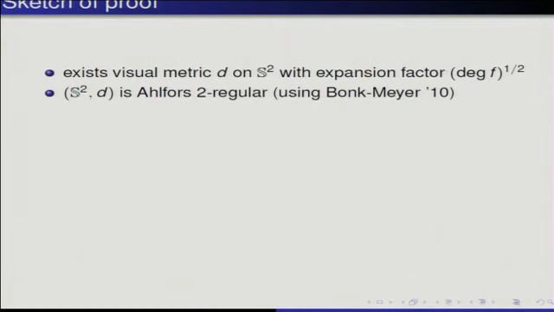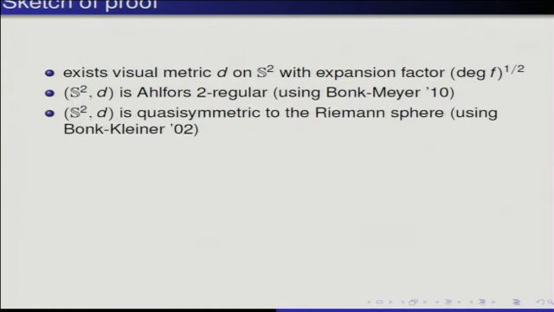And if we know that, then by Bonk and Kleiner's theorem, which Mario mentioned in his talk, if you have a space homeomorphic to S2, and it's alpha 2 regular, and LLC, which is linearly locally connected, which means you rule out cusps, then this space is quasi-symmetric to the standard Riemann sphere.